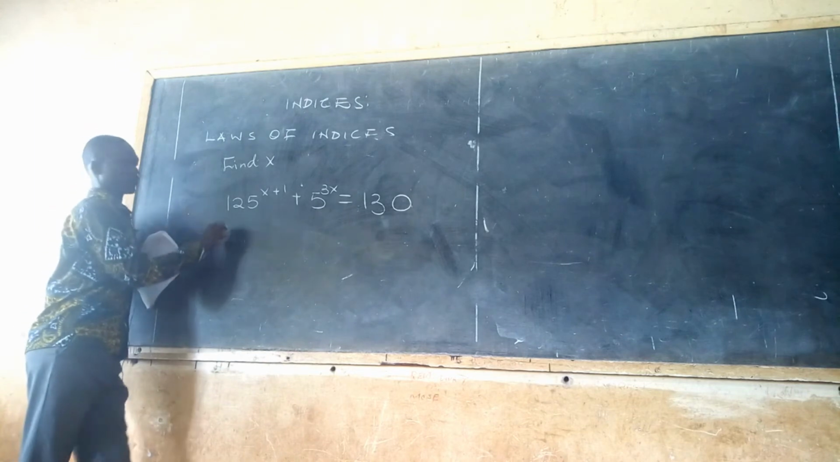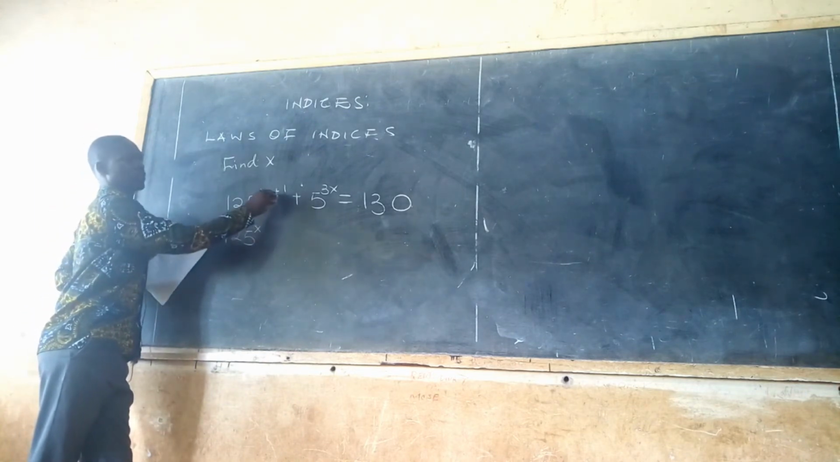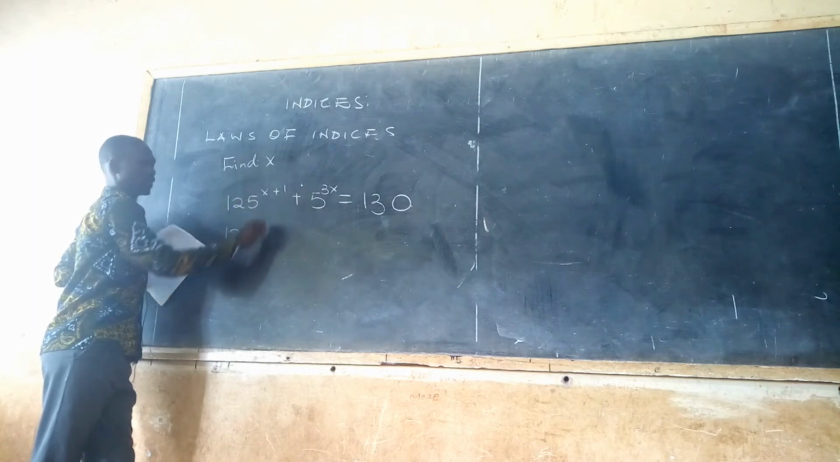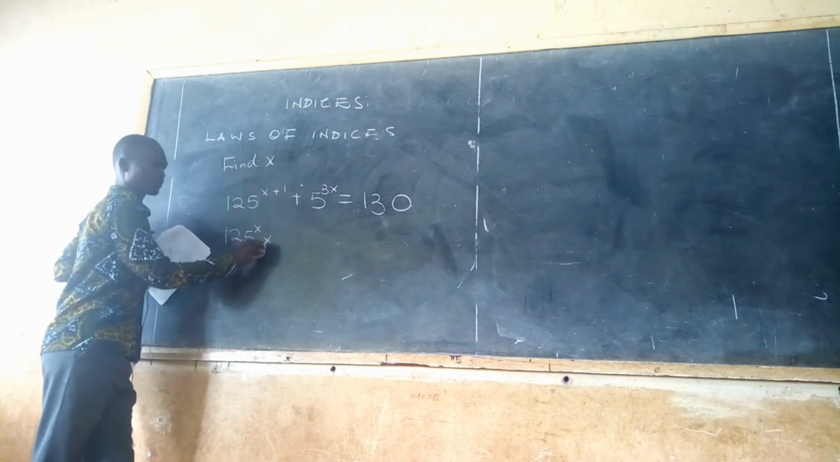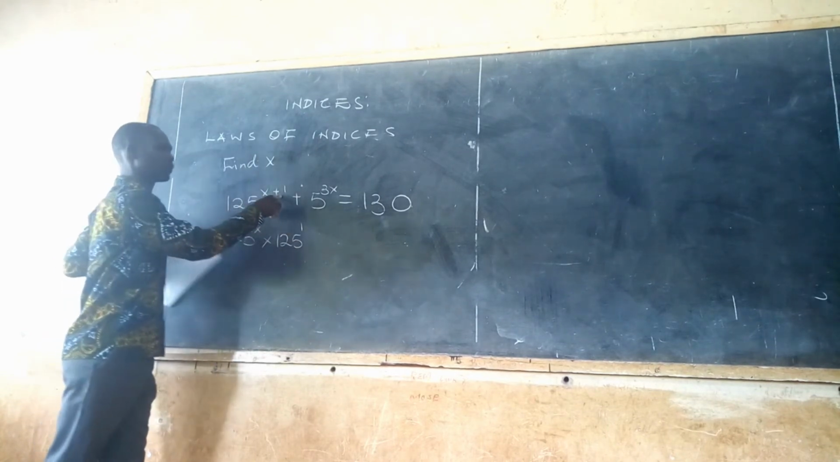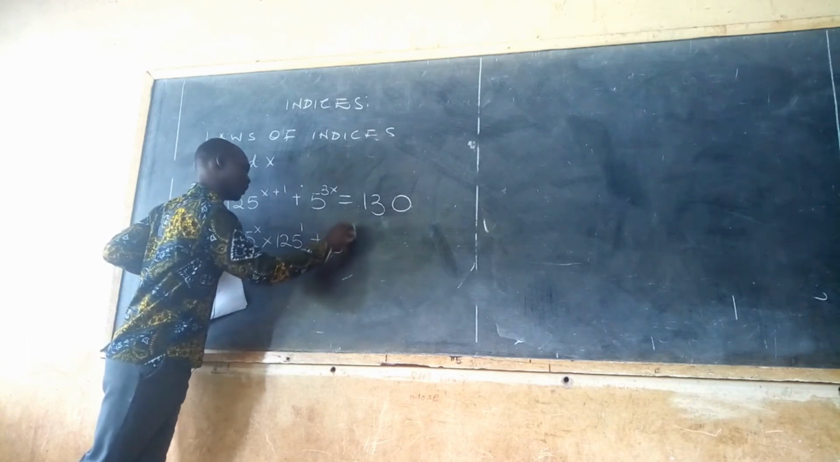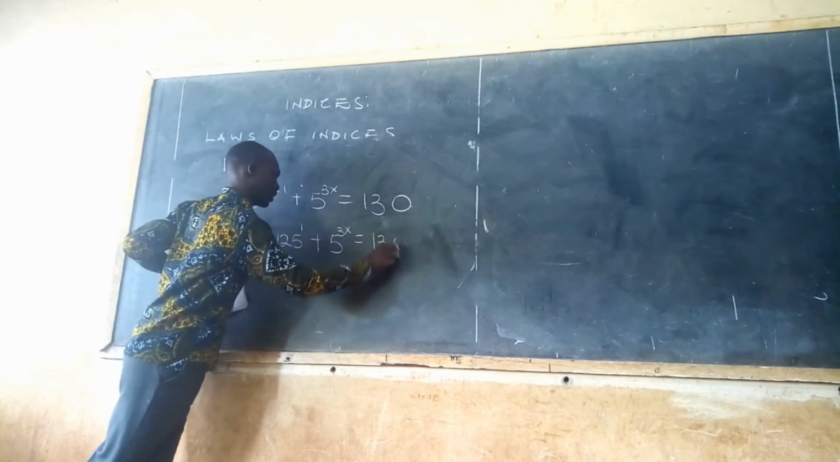So what do I mean? I have 125 to the power x. Because of addition of the bases, it will be times 125 to the power 1 plus 5 to the power 3x equals 130.